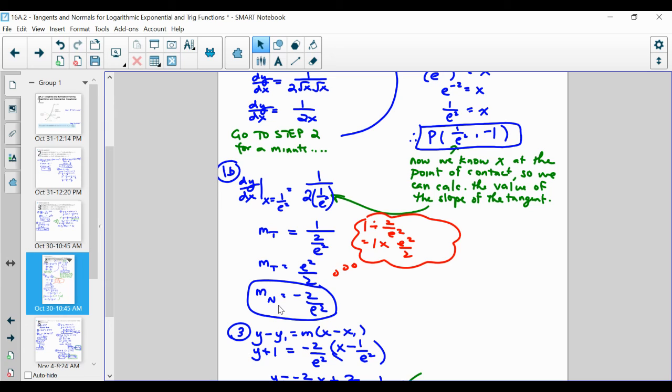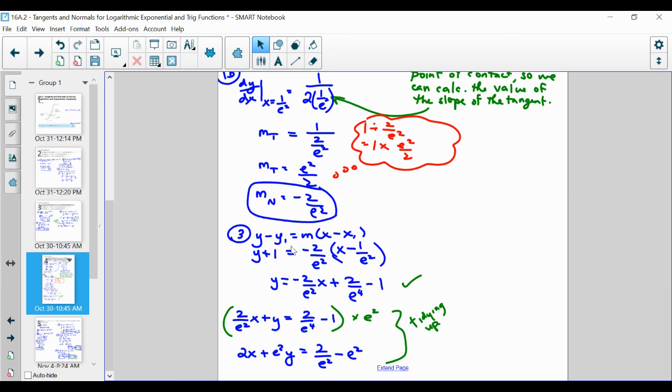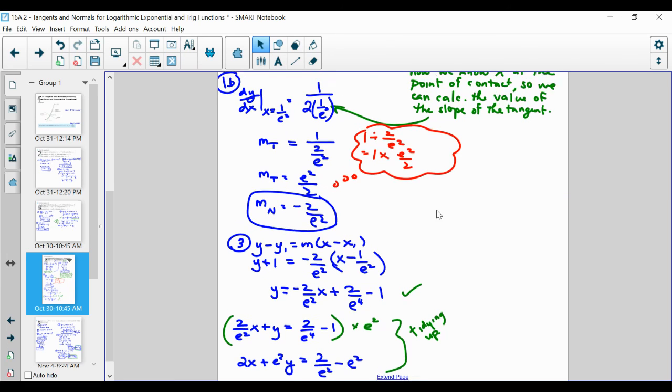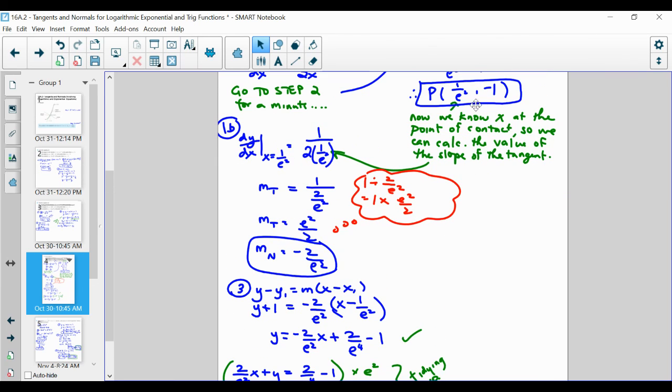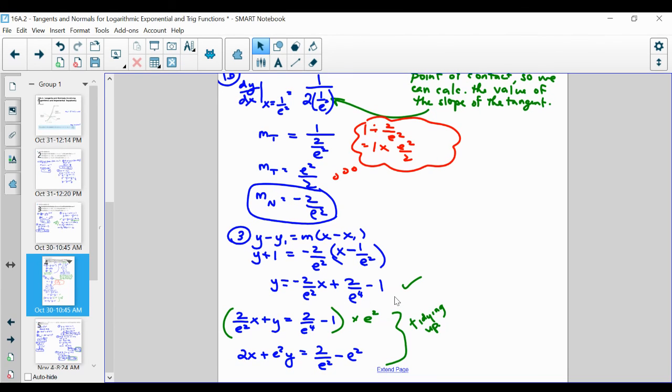Then remember that the slope of the normal is the reciprocal, so I need to flip the fraction and make it the opposite sign. So it's the negative reciprocal of the slope of the tangent. Finally, I can write this in point slope form, plugging in negative 1 for y1, 1 over e squared for x1, and negative 2 over e squared for the slope. Now I have an expression for the equation of the line for the normal, and I can rewrite it in standard form as well.